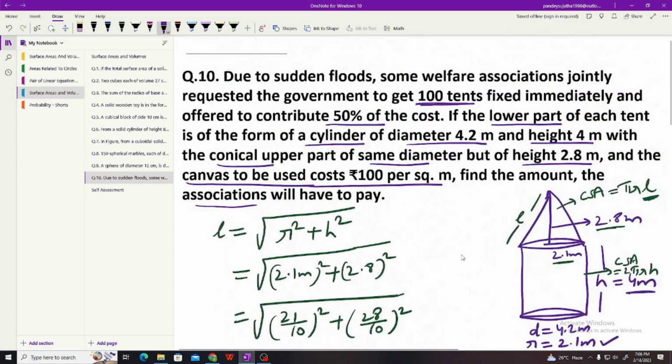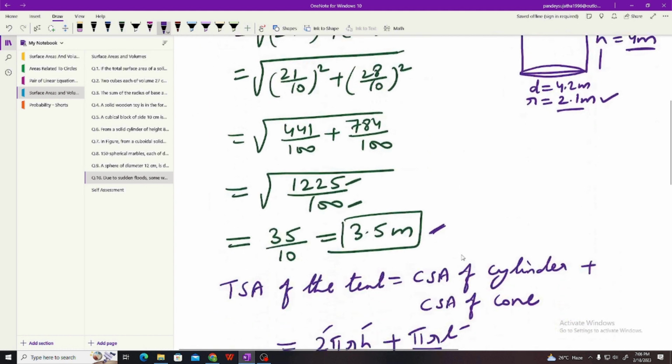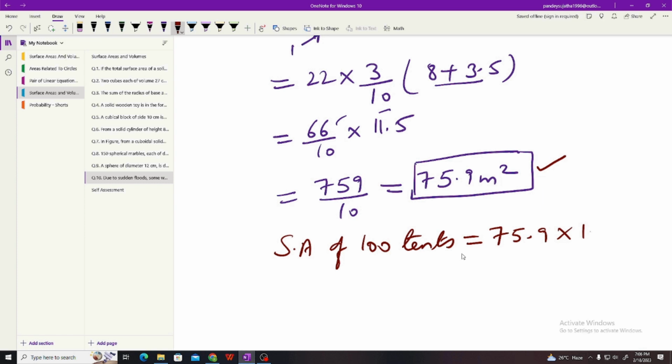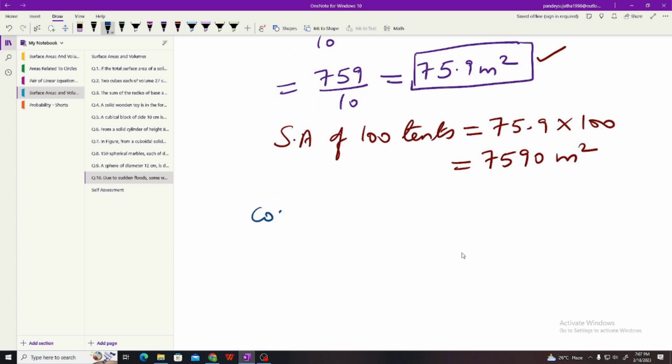In the question it is given that 100 tents are being fixed. So we need to find the surface area of 100 tents. Surface area of 100 tents will be equal to surface area of one tent multiplied by 100, which is equal to 7590 meter square. So we found the surface area of 100 tents. Now we need to find the cost of canvas used to make 100 tents.